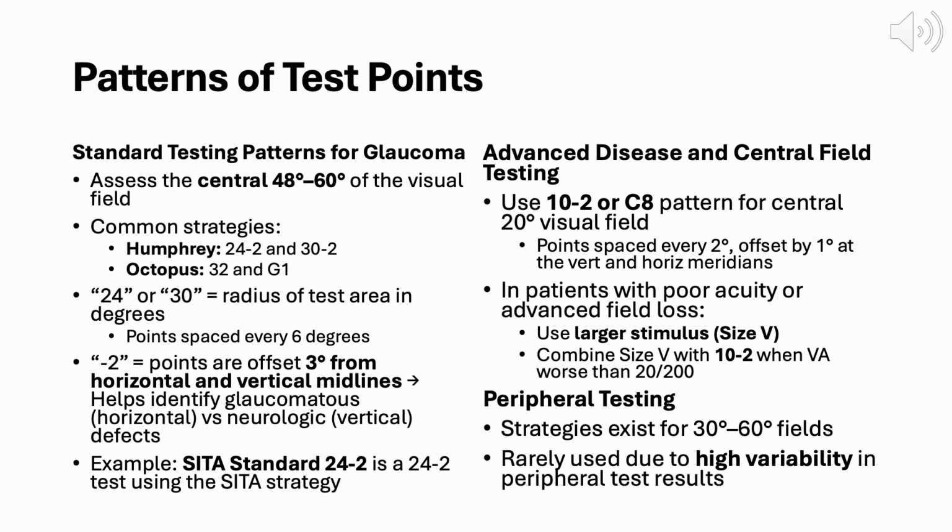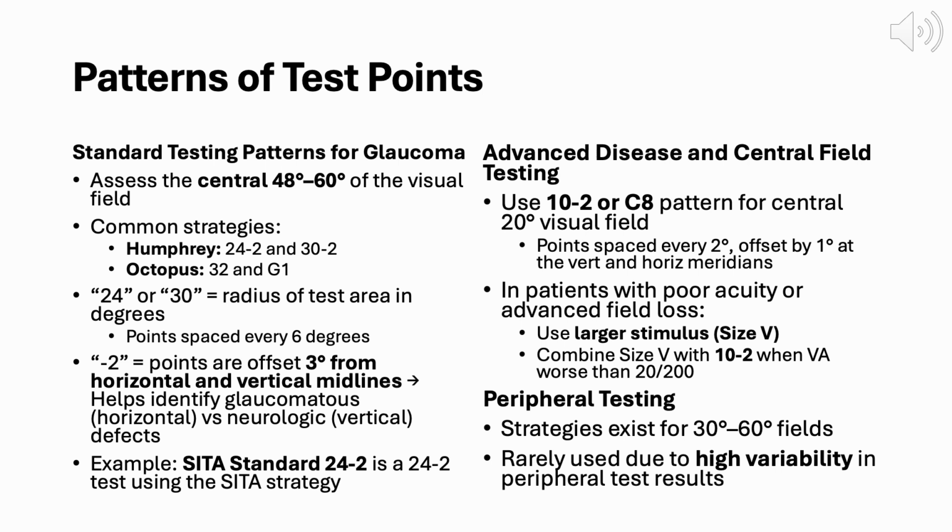The numbers 24 or 30 refer to the radius of the test area in degrees, while the -2 indicates that the test points are offset 3 degrees from the horizontal and vertical meridians. This offset is intentional. It helps us distinguish glaucomatous defects, which typically respect the horizontal midline, from neurologic defects, which often respect the vertical. A typical example is the SITA Standard 24-2 test. This is widely used and employs the SITA thresholding algorithm while focusing on the central 24-degree field.